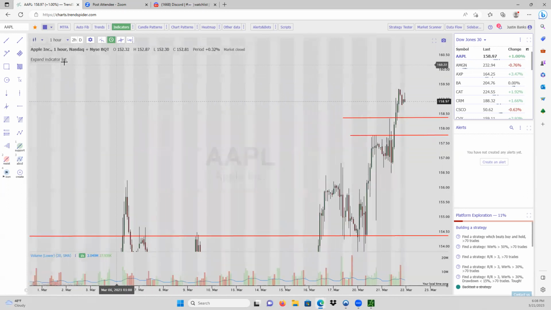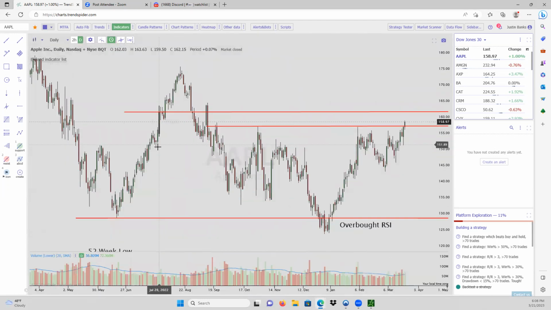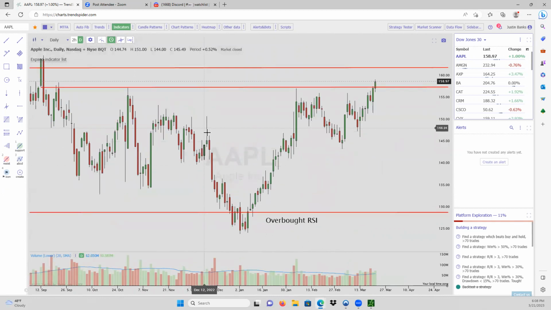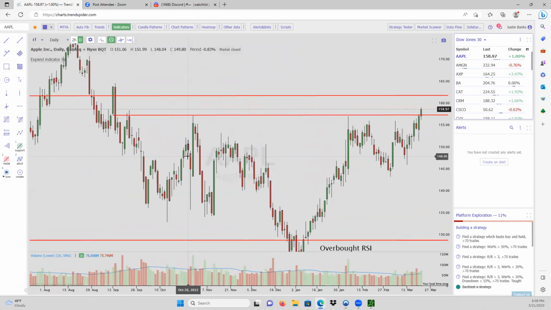Now, one thing I'm also looking at is, let's go to the daily. This is a major resistance level that Apple has been holding, right? So if we go take a look back here, we can see that we rejected off of this 158 level once, twice, 3 times, and then we're coming up to this level again on the 4th time.